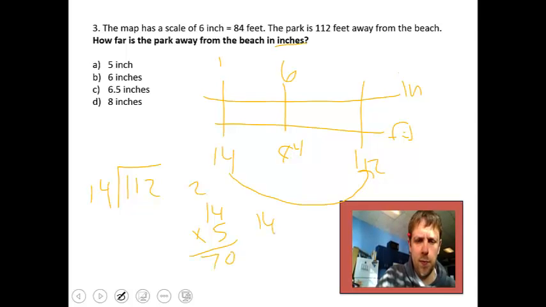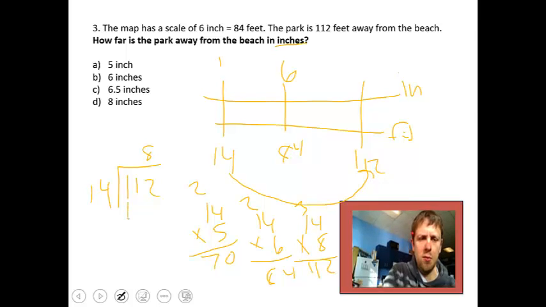Too low. 14 times 6 maybe? 84. Still too low. How about 14 times 8? 112. Yeah, there you go. So we know that 14 times 8 is equal to 112.